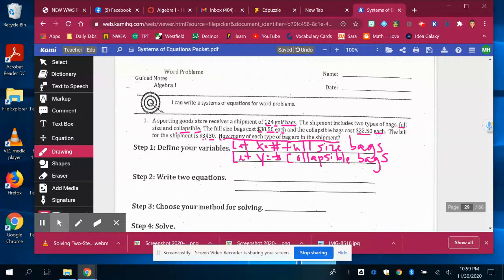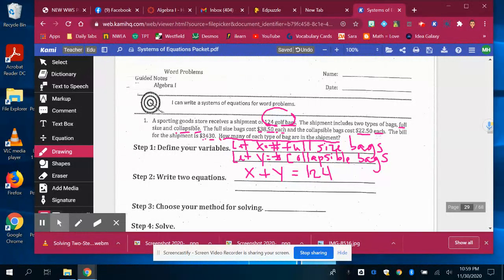Step 2, I'm going to write 2 equations. One equation is going to have a total of 124 bags. What I want you to do is always look for a total. If they give you a total, that's going to be one of your equations. So here we're talking about the number of bags. We defined x as the number of full size and y as the number of collapsible. So we can say x plus y equals 124 bags, our total number of bags.